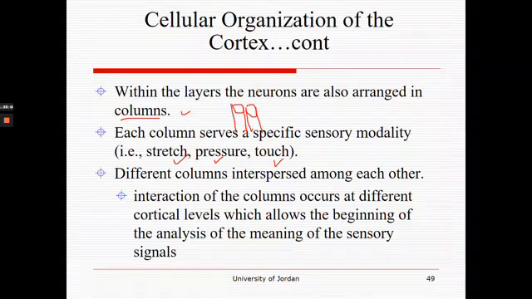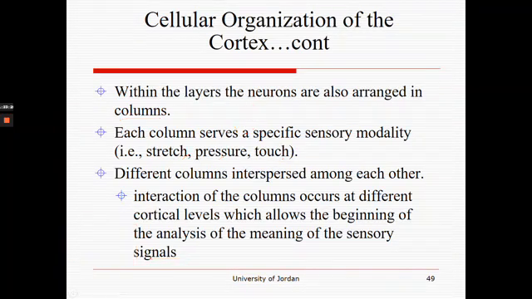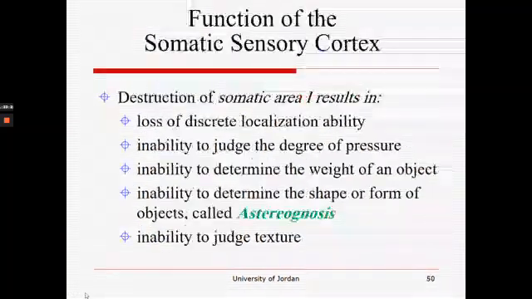Different columns are interspersed among each other. They are interspersed so they can have certain communication between each other, and different cortical levels, which allows the beginning of the analysis of the meaning of the sensory signals, because sensory signals might be interrelated.